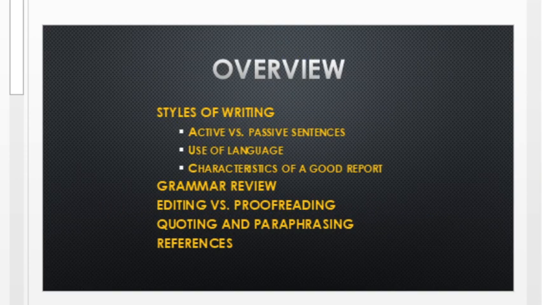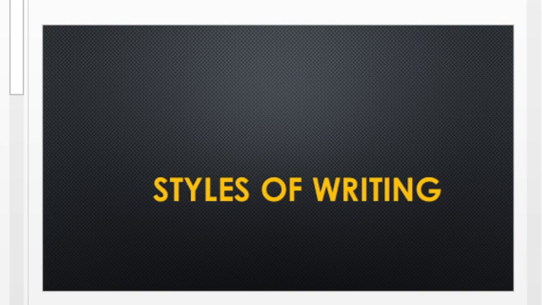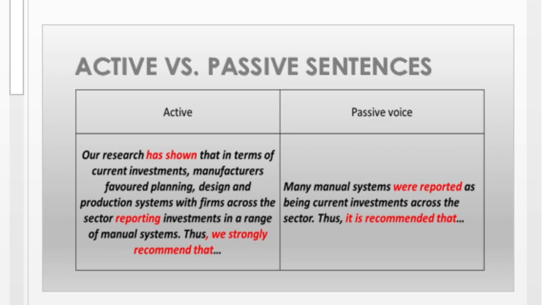What we're going to look at here is again styles of writing, the grammar review, the differences between editing and proofreading, quoting and paraphrasing, and also the referencing style. So we are going to start off with styles of writing, and in styles of writing we're going to look at the active and the passive sentences.